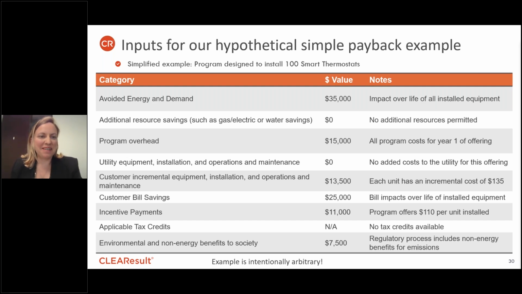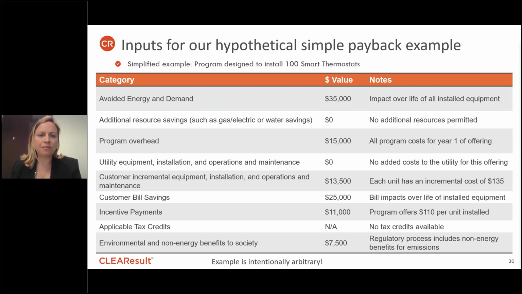And if we were to look through what benefits and costs we're going to assign to this, again, you see the caveat at the bottom. Engineers, we love caveats. This example is intentionally arbitrary, so this is not reflective of any real analysis that we have done, just for demonstrative purposes today.